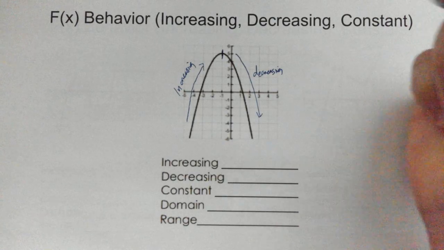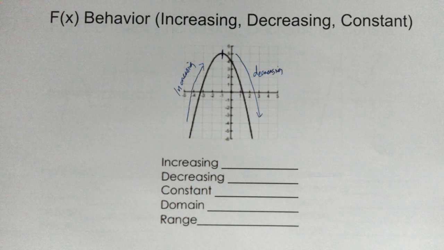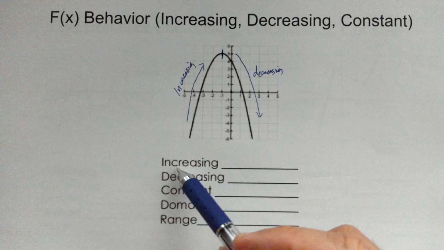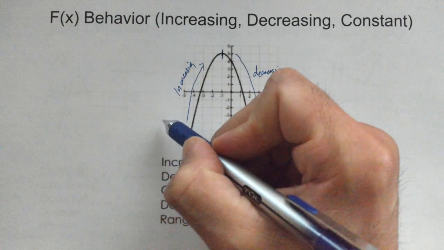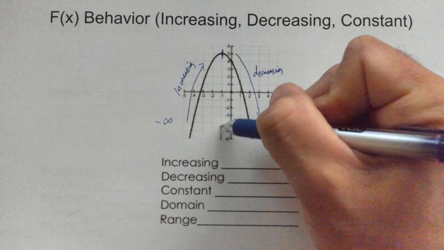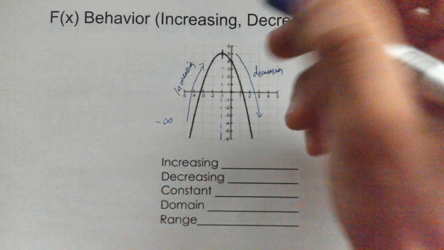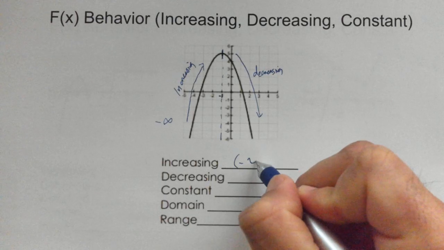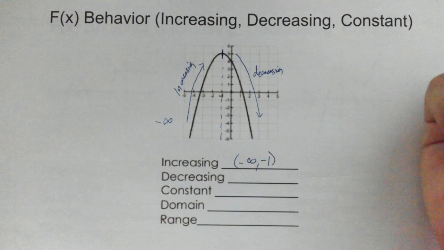So how do I describe this location? Well, I want to focus on the domain. The domain is the set of all inputs. So if I can describe the inputs, I'm by default also describing the output. So where is the function increasing? Well, on the left side, if I look at the x-axis, I'm going to start at negative infinity on the left, and I'm going to go all the way to negative 1. So from negative infinity to negative 1, the function is going up, or increasing.